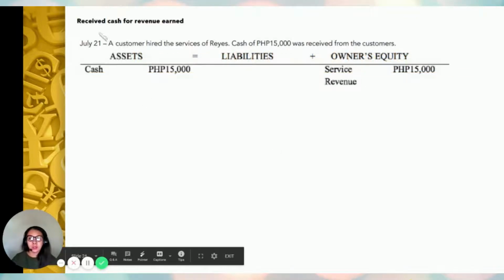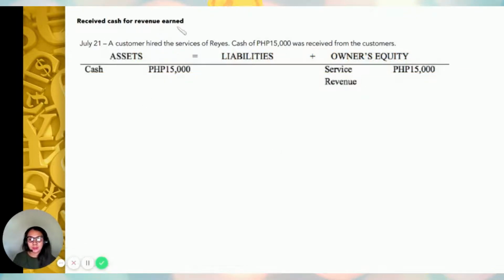You have the first one, received cash for revenue earned. July 21st, a customer hired the services of Reyes. Cash of 15,000 was received from the customer. In this case, we received cash for 15,000. And this cash was payment for the service that Reyes gave. So we have this service revenue, or revenue, it's income, service revenue for 15,000. So our asset is 15,000, and then the other side of the equation is also 15,000.